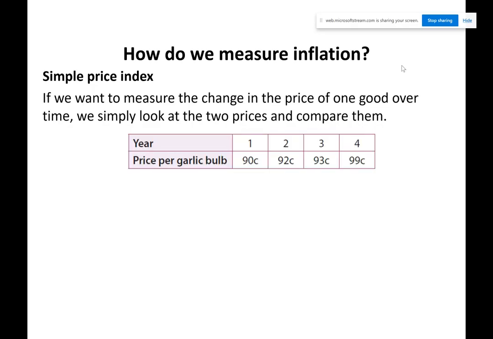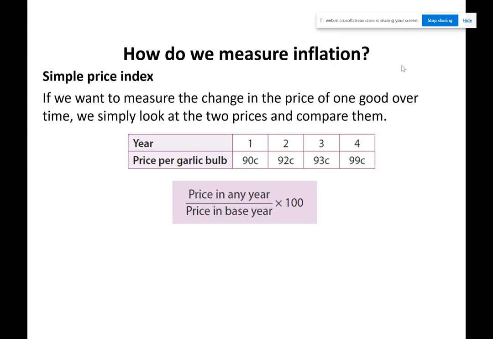You need to know what's behind this to do, I wouldn't even say the more complicated stuff, but to take it to the next level. So very simply, you look at any product, the price of a product. This is just from the book. The price of a garlic bulb, for instance, in year one is 90 cents. It goes up then. And the question they might ask you is, what's the rate of inflation between year one and year two? Or what's the rate of inflation between the 4 years? So between, say, 2016 and 2020, what has the price of garlic gone up by?